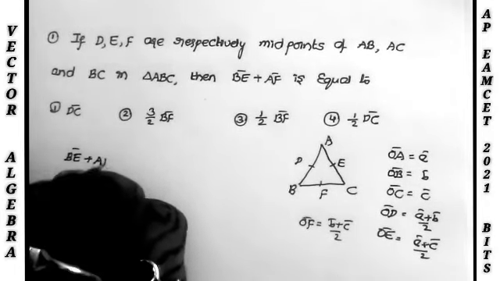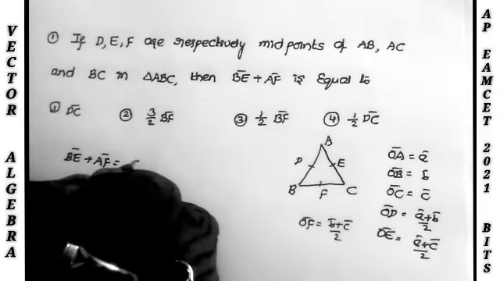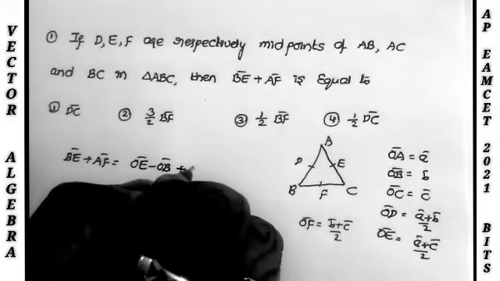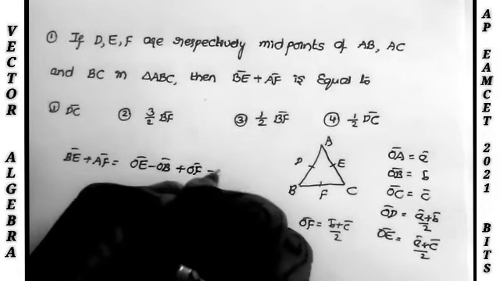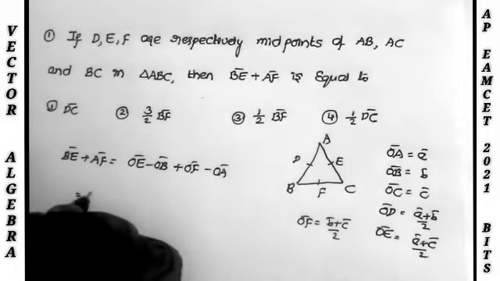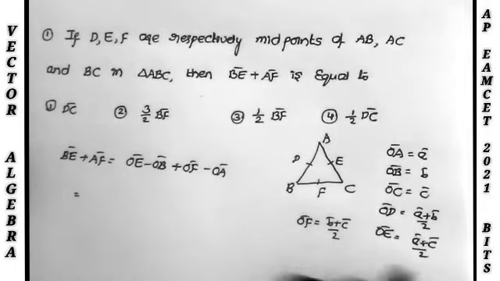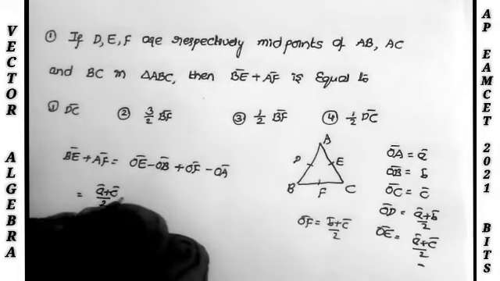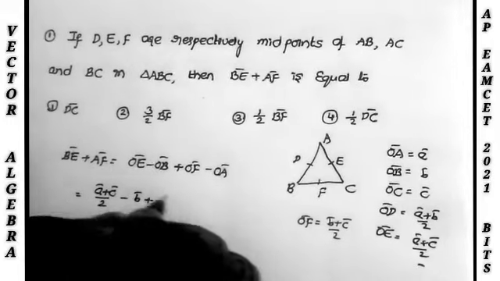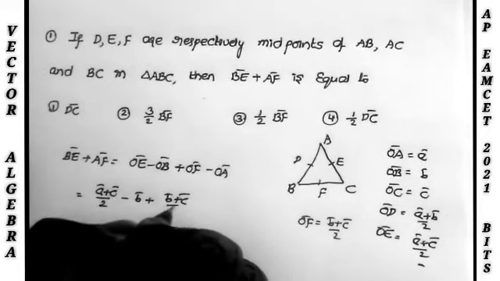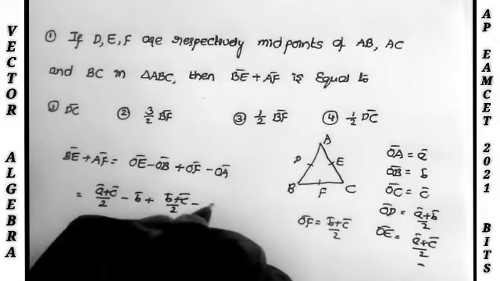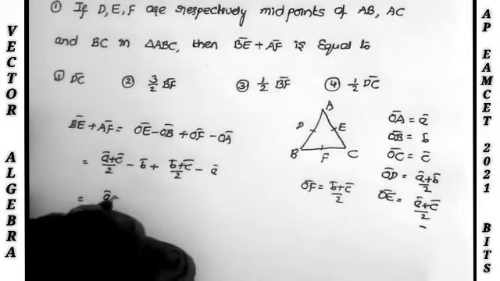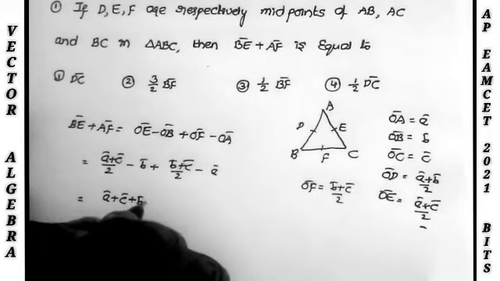Very easy question. BE bar is equal to OE minus OB, the standard formula, the standard notation. And AF bar is equal to OF minus OA. Now substituting the values: OE bar is A bar plus C bar by 2 minus OB bar, which is B bar, plus OF bar, which is B bar plus C bar by 2 minus OA bar, which is A bar. This equals A bar plus C bar plus B bar plus C bar by 2.